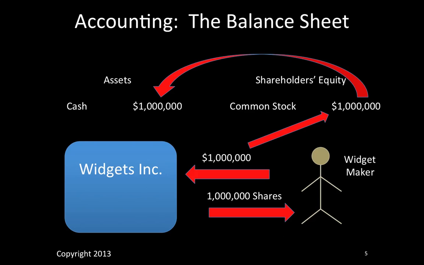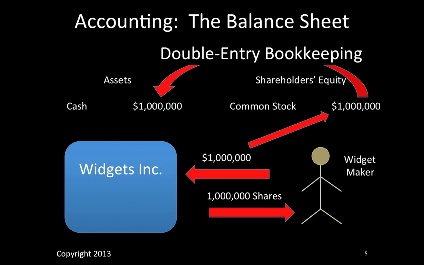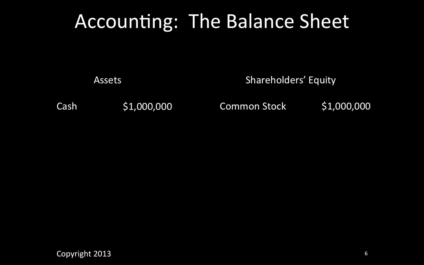The shareholders' equity entry on the right is matched by an equal entry on the left under assets. This is our first encounter with double-entry bookkeeping. We now have a balance sheet for Widgets Inc. Let's work with that balance sheet.